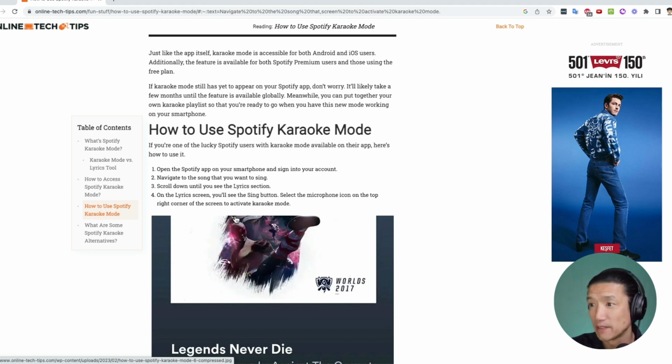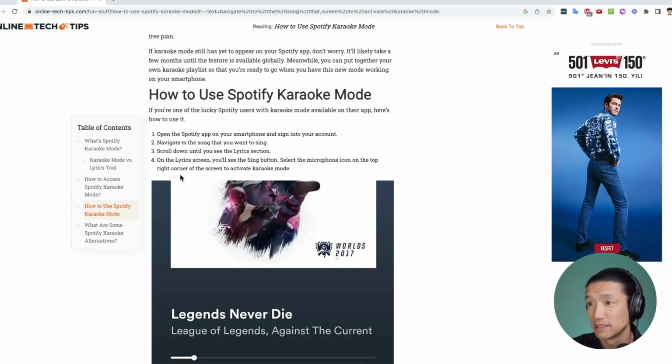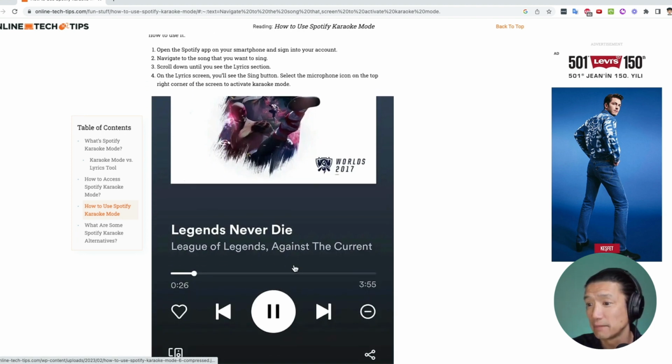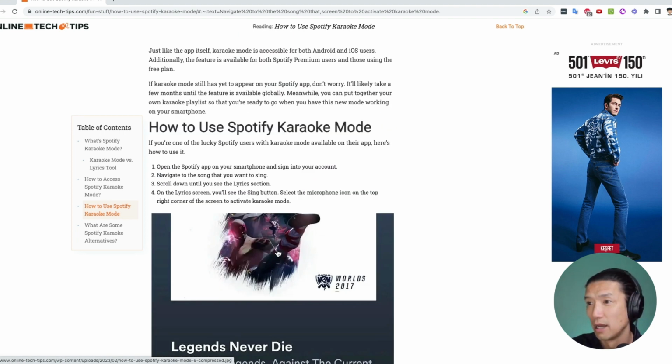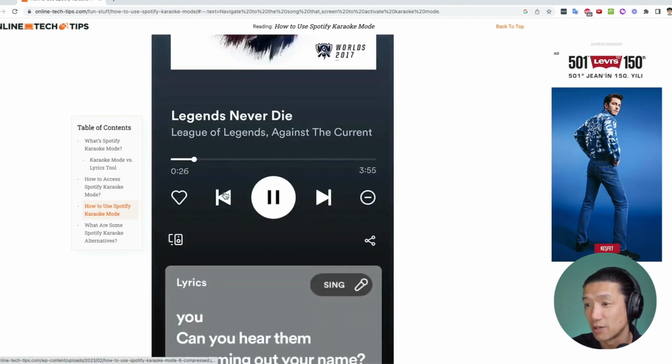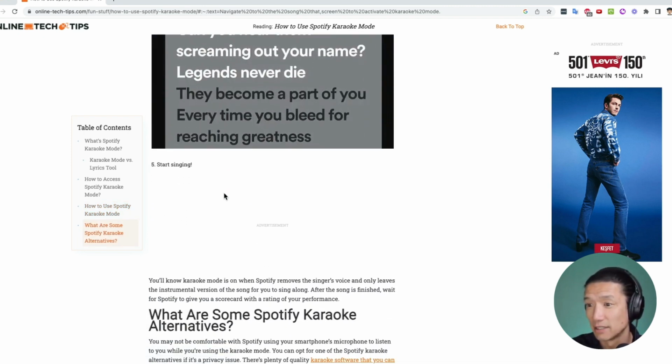Open the Spotify on your smartphone only. Navigate to the song that you want to sing. Scroll down till you see the lyrics. You'll see the sing button. You select the microphone to activate karaoke mode. Start singing. You'll know karaoke mode is on when it removes the singer's voice and leaves only the instrumental version. What does that mean? There's no words.